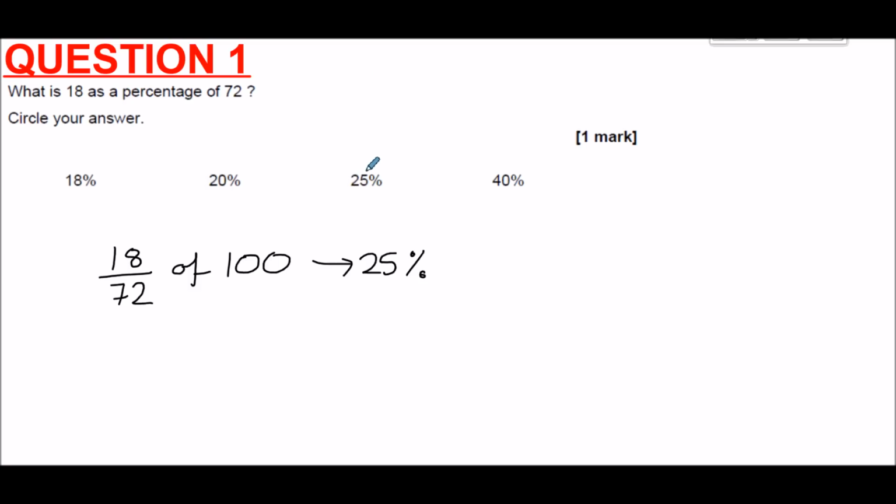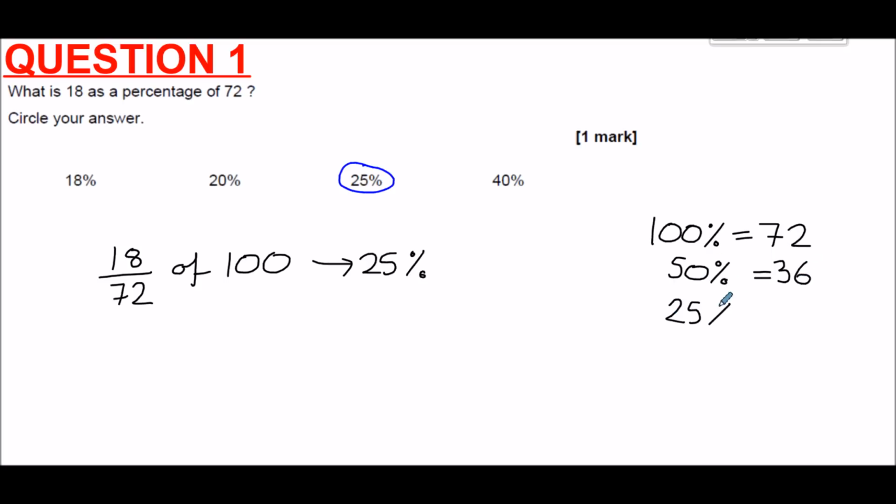This could come up on a non-calculator paper as well. Not that this is a non-calculator paper, but you could say that 100% of 72 is 72. Then from there we could work out what 50% was. Half of 100% is 50%. Half of 72 would be 36. And half again, to get 25%. So half is number 2. Half of 36 would be 18. And so that could be a non-calculator way of doing it. But I do digress because this is a calculator paper. I just thought I'd mention it briefly.